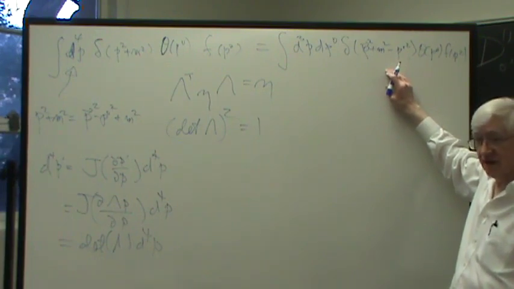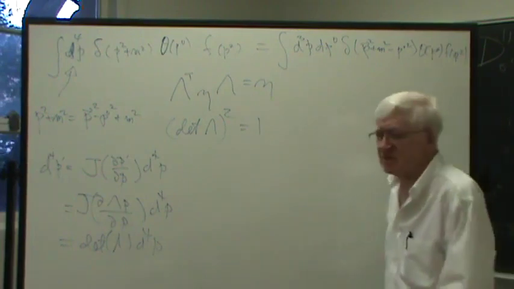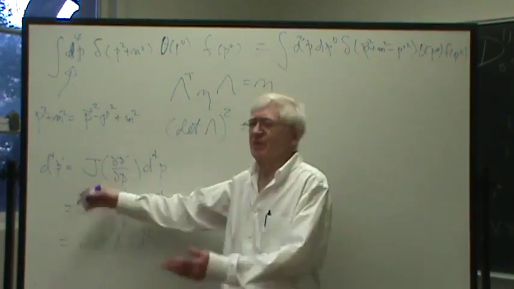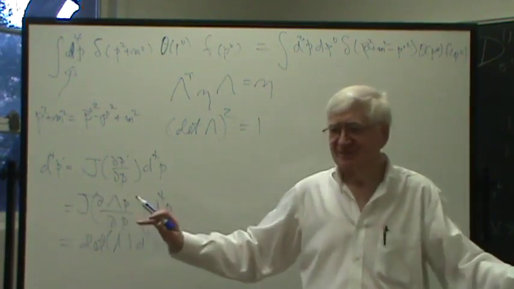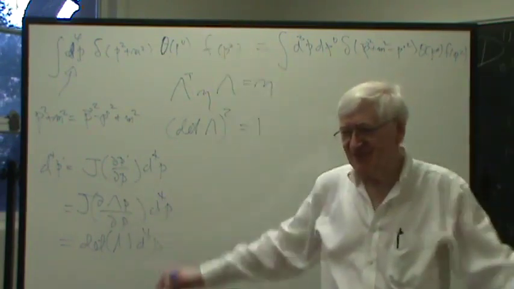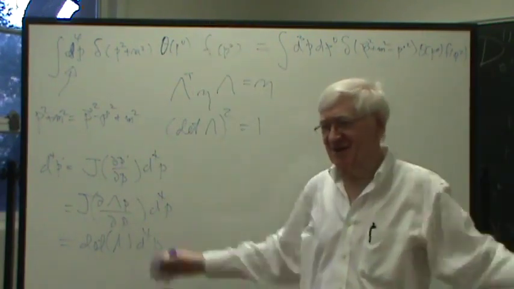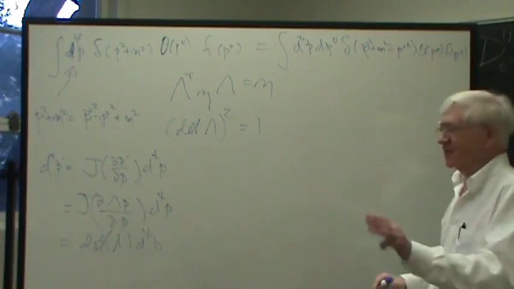Can the determinant of lambda also be minus one? Yeah, it could be minus one, yeah. But the Jacobian takes the absolute value. Let me play helicopter, wave my hands, all right? But minus one, we don't care about.